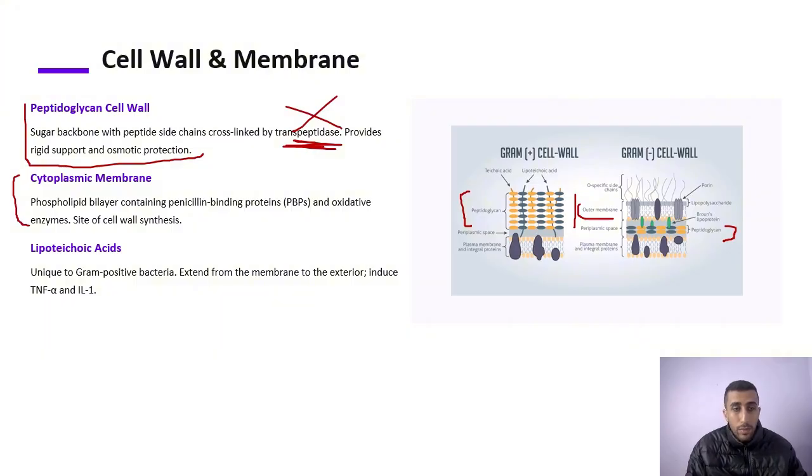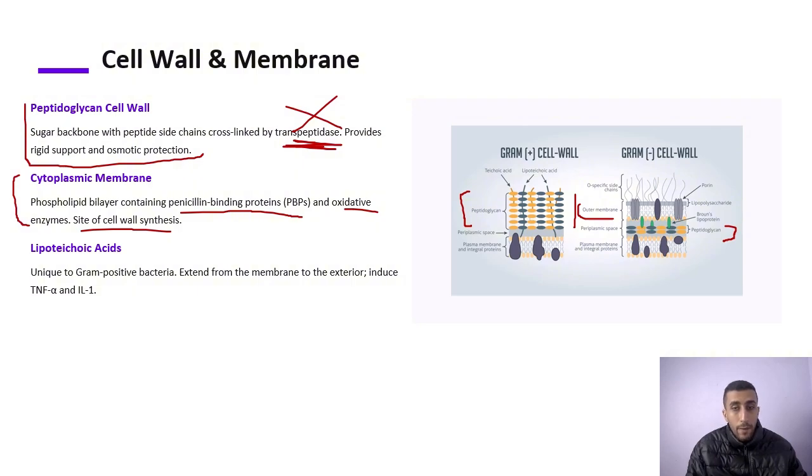And the cytoplasmic membrane is a phospholipid bilayer that we've studied in biology, which contains the penicillin binding proteins, oxidative enzymes, and is the site of cell wall synthesis. So this is the true membrane of both gram-positive and gram-negative, and it is the site of cell wall synthesis. The cell wall lies on the outside of it, and it is the site for its synthesis. You have to know that it contains the penicillin binding proteins, which is very high yield.